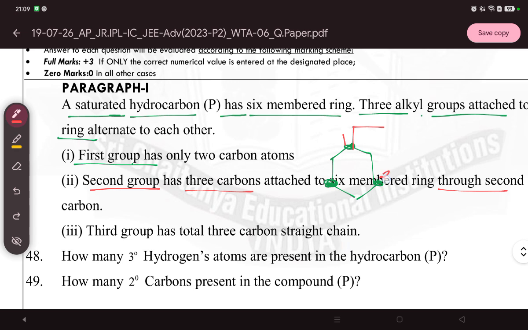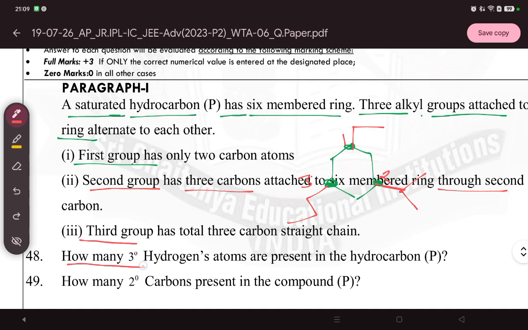If it is the second position, it has 3 carbons. In that 3 carbons, the secondary carbon is attached to the ring, and the third group has totally 3 carbons in a straight line. And the question is, how many tertiary hydrogen atoms are presented?